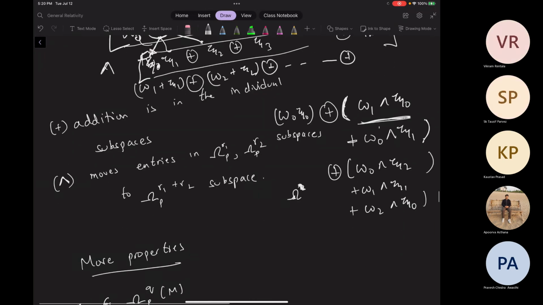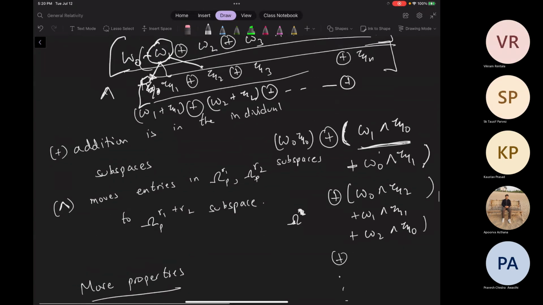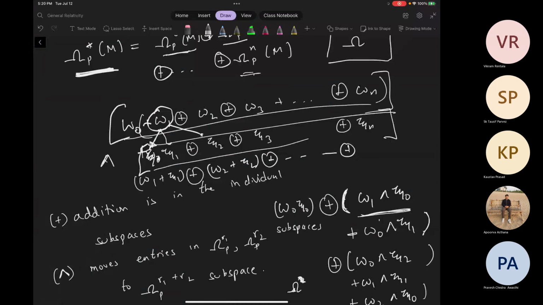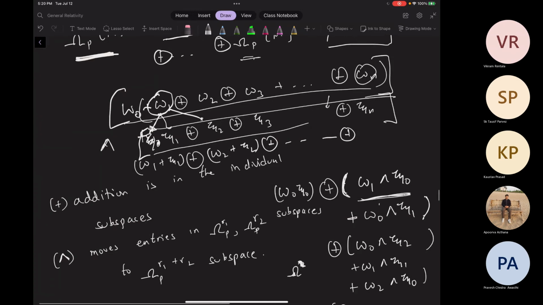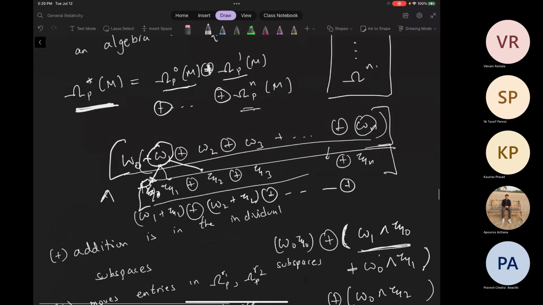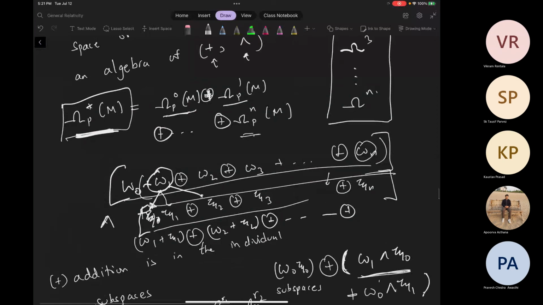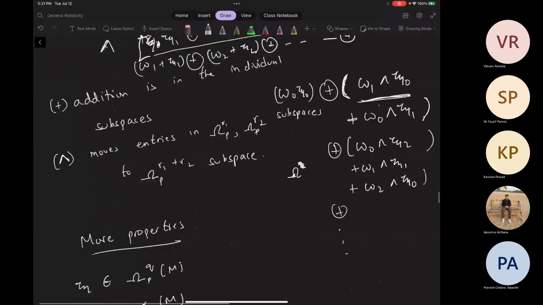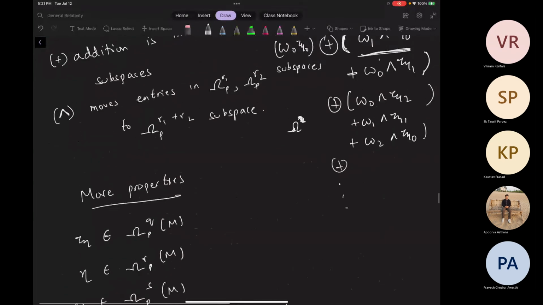Similarly, you'll get more terms. And any wedge product, for example, of omega n with something else, basically if I cross n, then that wedge product is automatically 0, so I don't worry about this. So you see that this space of all the forms is closed under this combination of addition and wedge products. So you can define this addition and wedge products in the space of all forms.